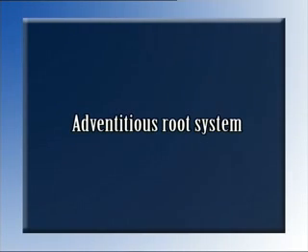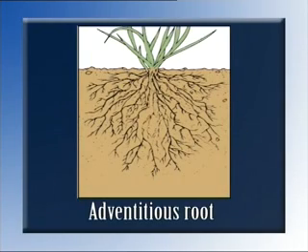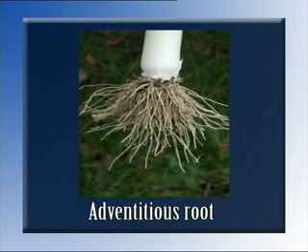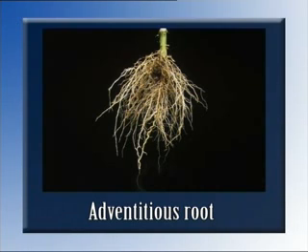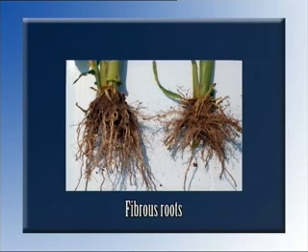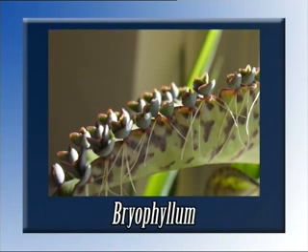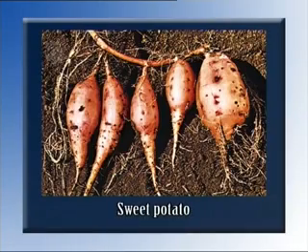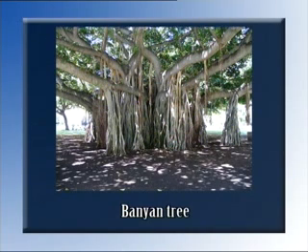Adventitious root system. It includes those roots which develop from any part of the plant other than the radicle. This type of root system is mostly found in monocots, where the radicle is short-lived. These roots originate from different plant organs such as stem, leaf, etc. Fibrous roots in monocots, foliar roots of Bryophyllum, tuberous roots of sweet potato, and prop roots of banyan tree are some of the examples of adventitious roots.